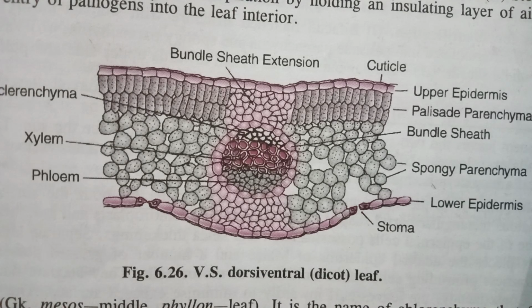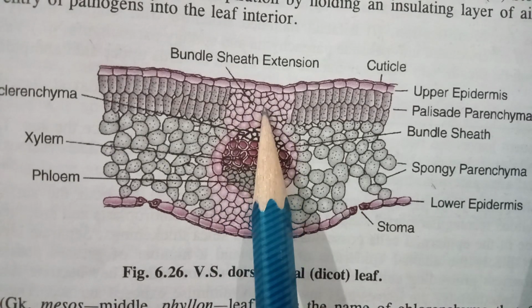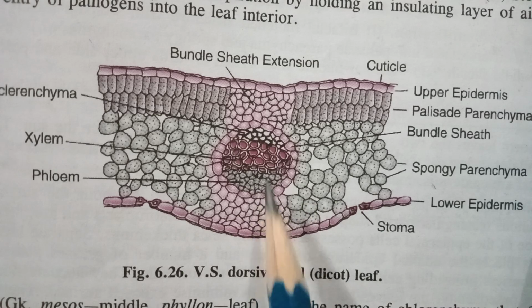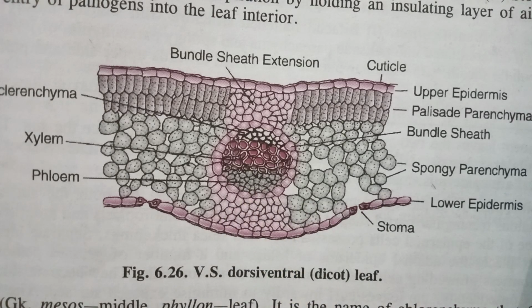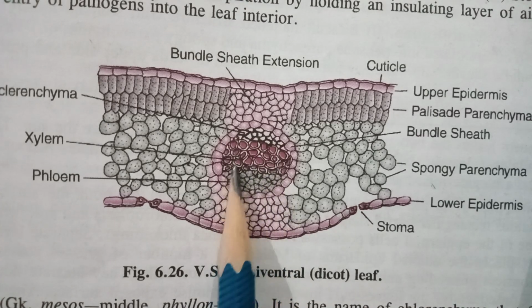Now each vascular bundle is surrounded by a sheath which is known as the bundle sheath, okay. As you can see, these particular cells are the bundle sheath extensions. This is the proper bundle sheath surrounding the vascular cells. The vascular bundles consist of xylem and phloem and they are conjoined collateral. Okay, that means xylem lies towards the upper part, phloem towards the lower part. This is upper part xylem, lower part phloem, so it is conjoined collateral.